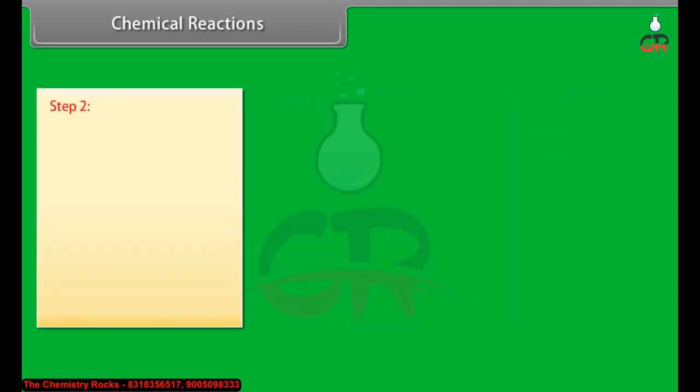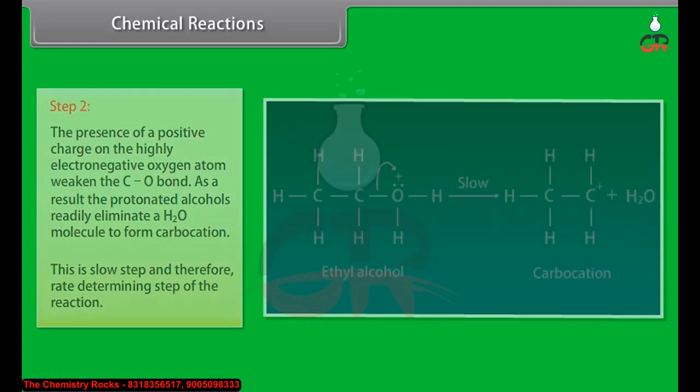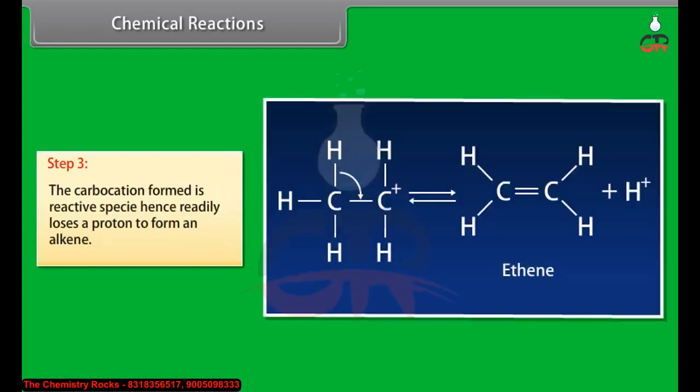Step 2. The presence of a positive charge on the highly electronegative oxygen atom weakens the C-O bond. As a result, the protonated alcohols readily eliminate a water molecule to form a carbocation. This is the slow step and therefore the rate determining step of the reaction. Step 3. The carbocation formed is a reactive species, hence readily loses a proton to form an alkene.